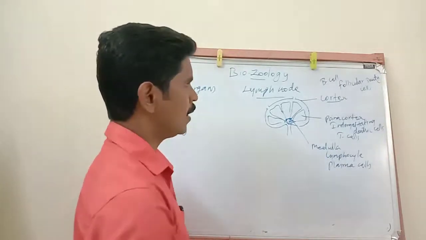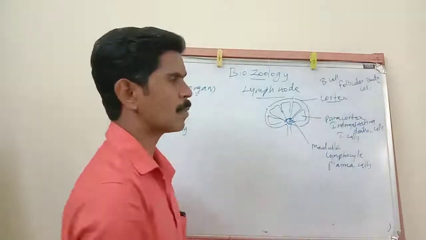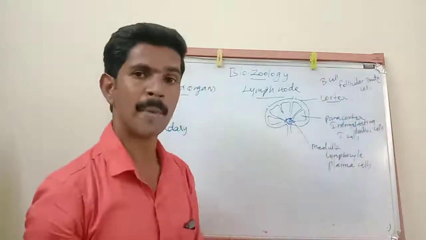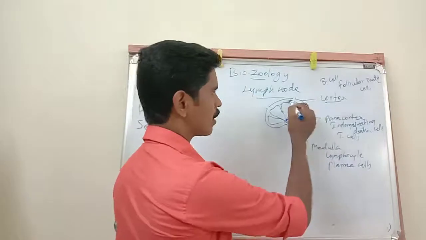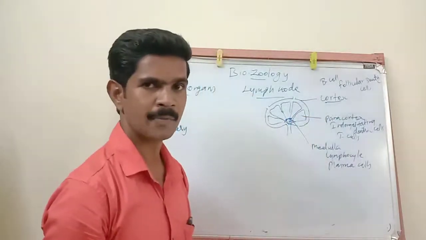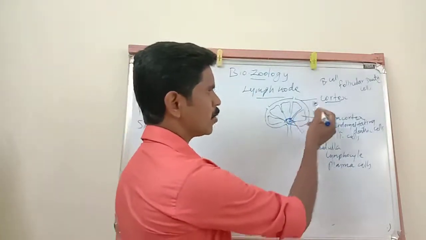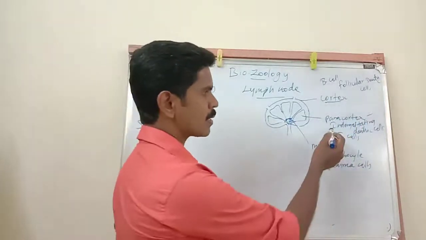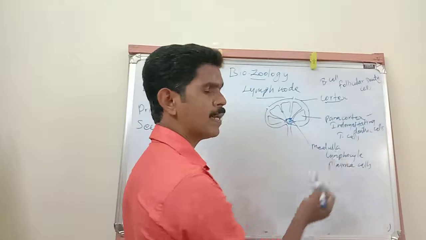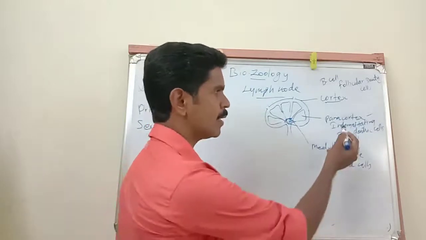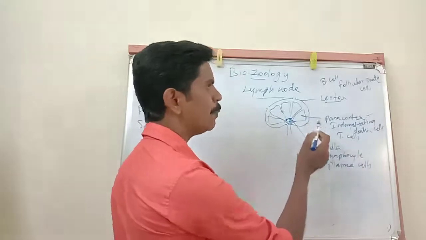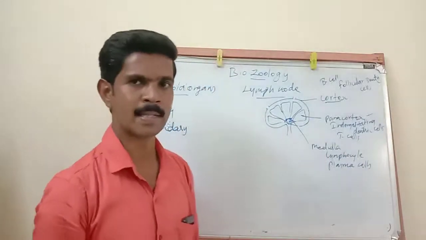This cortex region consists of a large amount of B cells, follicular dendritic cells, and macrophages are also present in this cortex region. Next to this cortex region, the paracortex region is there. This paracortex region consists of a large amount of one type of dendritic cell, called interdigitating dendritic cells, and these are present in the middle region, that means the paracortex region.